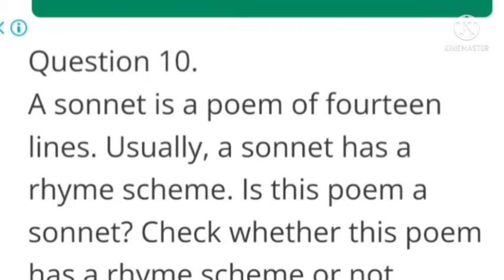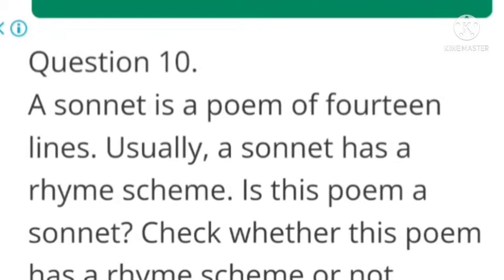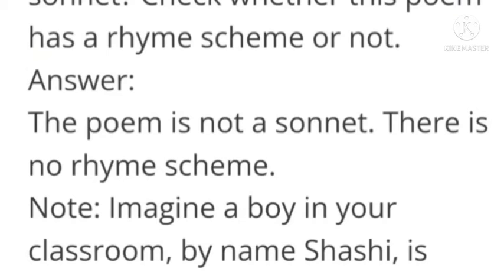A sonnet is a poem of 14 lines. Usually a sonnet has a rhyme scheme. Is this poem a sonnet? Check whether this poem has a rhyme scheme or not. Answer: The poem is not a sonnet. There is no rhyming scheme.